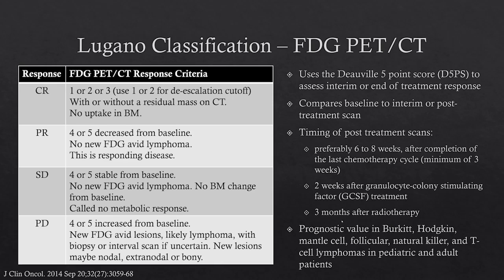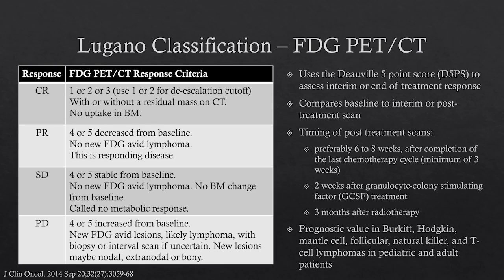As we've seen, post-treatment changes can cause intense uptake, which may mask residual lymphoma. This uptake of FDG also has prognostic value in several types of lymphoma, as described here. Looking at the response criteria, if the score post-treatment is a 1, 2, or 3, with or without a residual mass on CT and no uptake in bone marrow, it is considered complete response. Some centers consider 1 or 2 as a de-escalation cutoff, and if they have a 3, they may still proceed with some form of treatment.